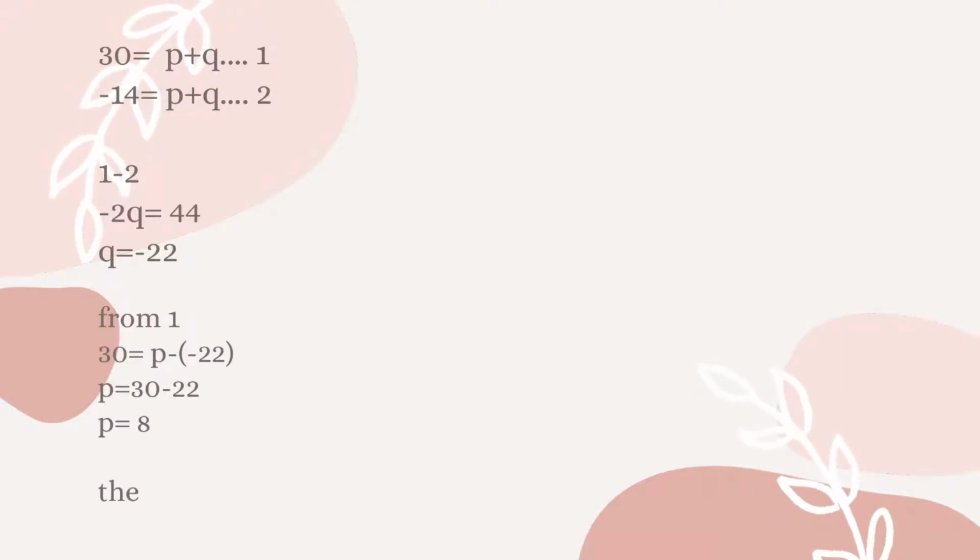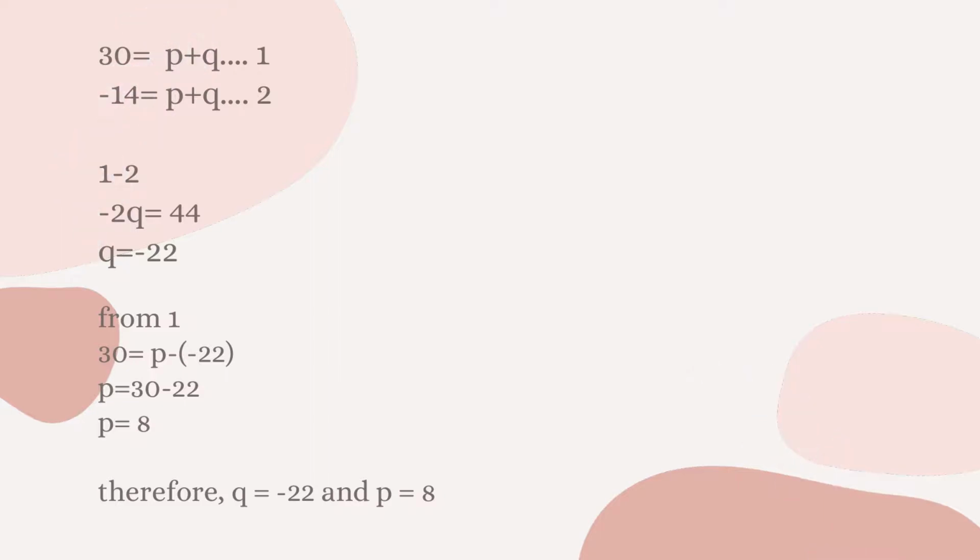In order to get one of the values, and that is q right now, we use the first equation minus the second equation. That is, the first equation, 30 equals p minus q, minus negative 14 equals p plus q. And we get negative 2q equals 44, and q equals negative 22. So right now we have the value of q, right? So we can straight away find the value of p.